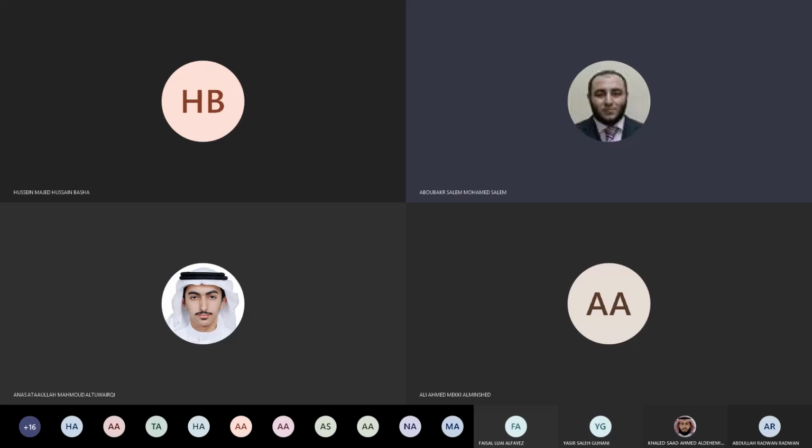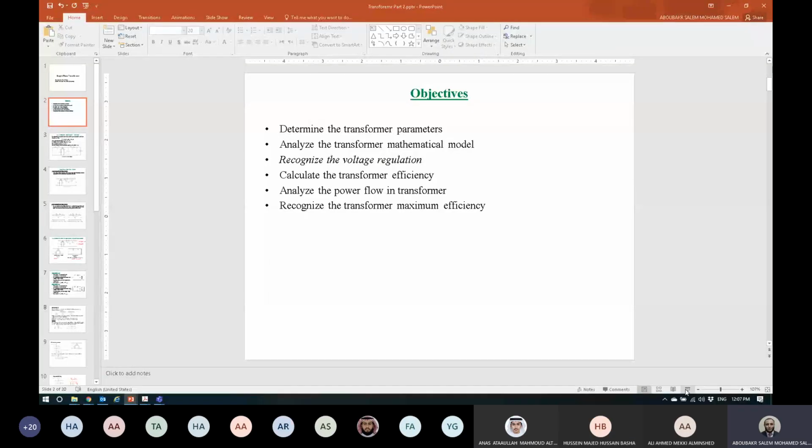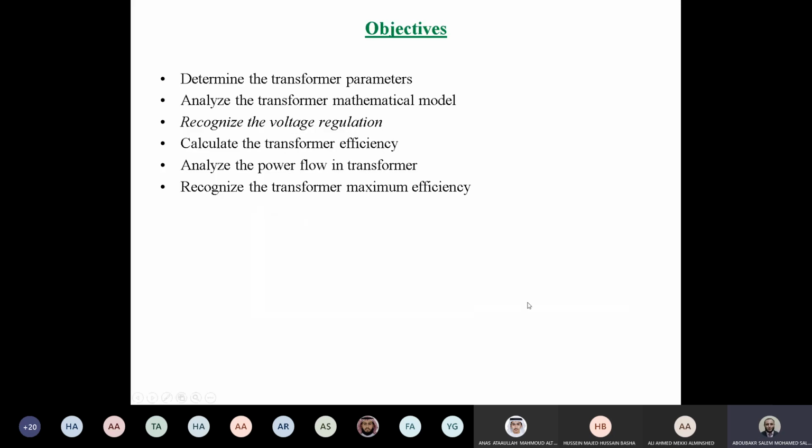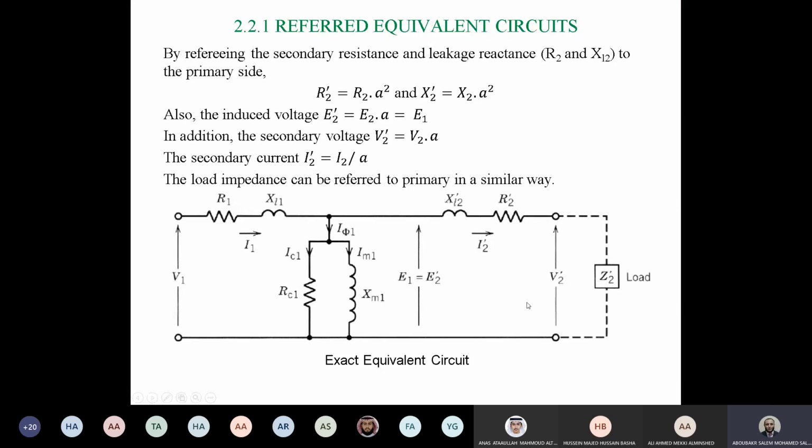So today, inshallah, we're going to continue discussing the single-phase power transformer. Last class, we derived the equivalent circuit of the transformer. This shape is called the exact equivalent circuit.